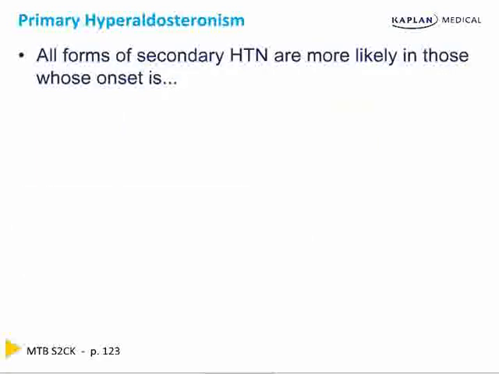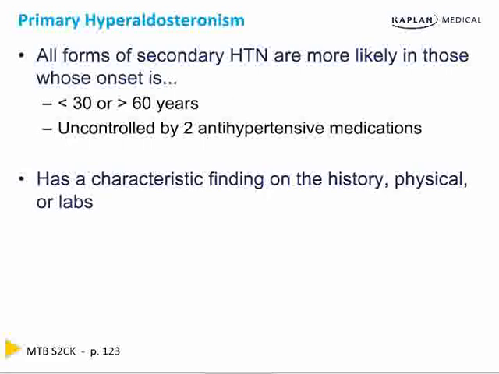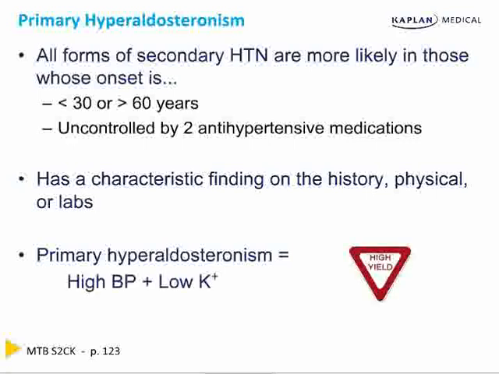All forms of secondary hypertension are more likely in those who have had their onset of hypertension too young, very young. You shouldn't be having high blood pressure when you're 20 and 25. And if you made it to 60 and 65, you shouldn't be starting. So if you're under 30 or over 60 or 65, or you're a person who can't get controlled by 2 meds, wow, you need a 3rd med and you're still not controlled? You need 3 meds? Wow, why? These are the people that we should be chasing for secondary hypertension. Or if a person has something characteristic in the history and physical examination, such as primary hyperaldosteronism, which is characterized by high blood pressure and a low potassium.